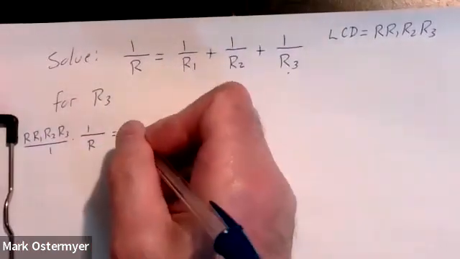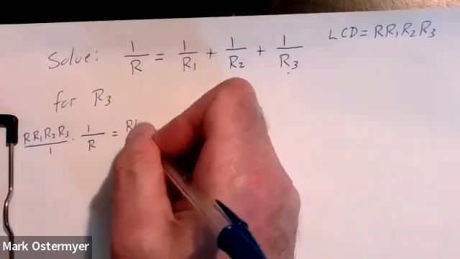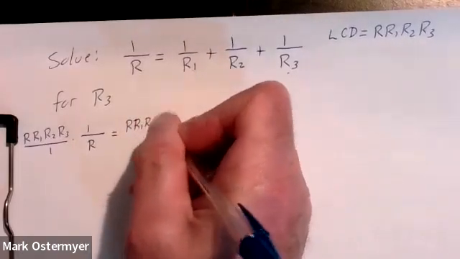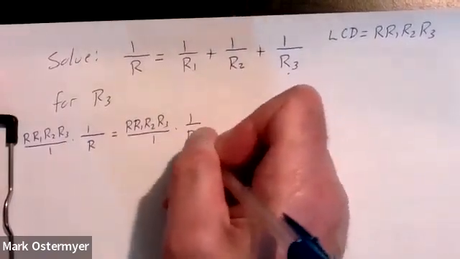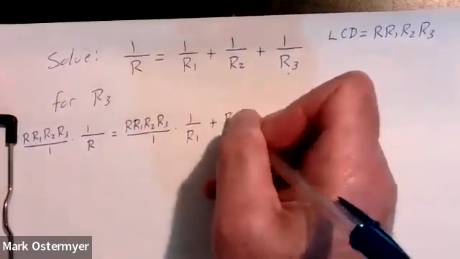So we're going to multiply everything on the left side and everything on the right side by our least common denominator. And the purpose of this is to get rid of all of the what? To knock out all the fractions.